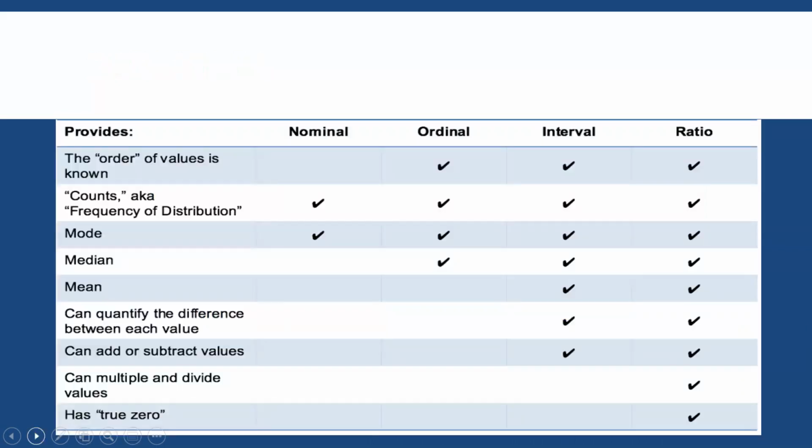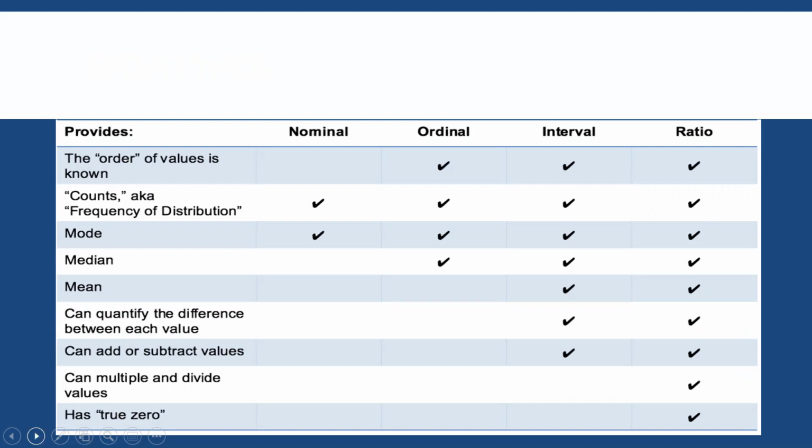This chart will show you some features of nominal, ordinal, interval, and ratio, and you will see some of the differences. I'll go from the bottom to the top. Has a true zero: the ratio data type has a zero. The rest of them have no zero. Can multiply and divide: the ratio can be multiplied and divided.